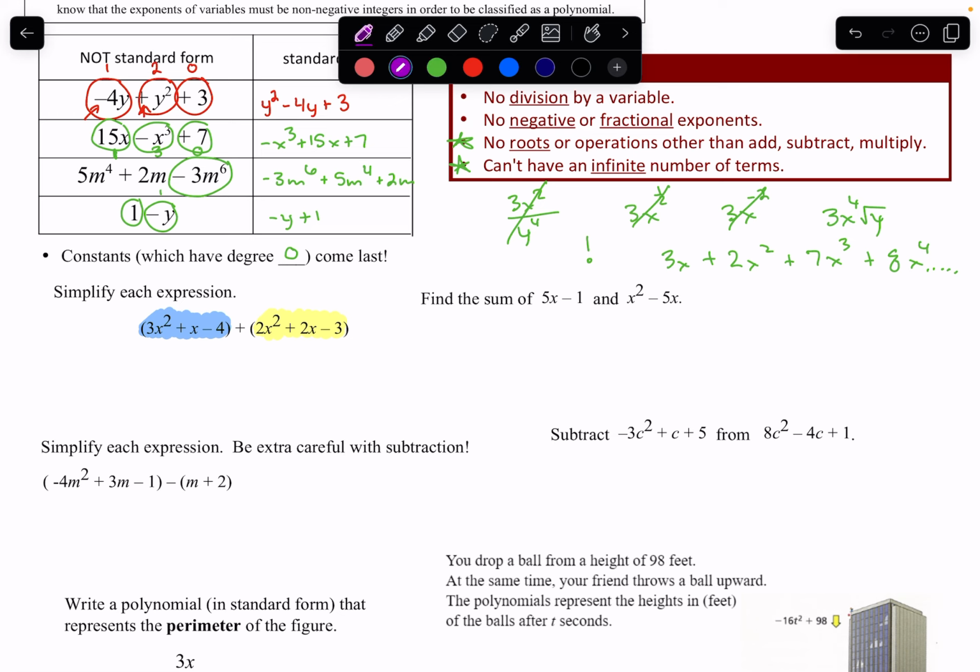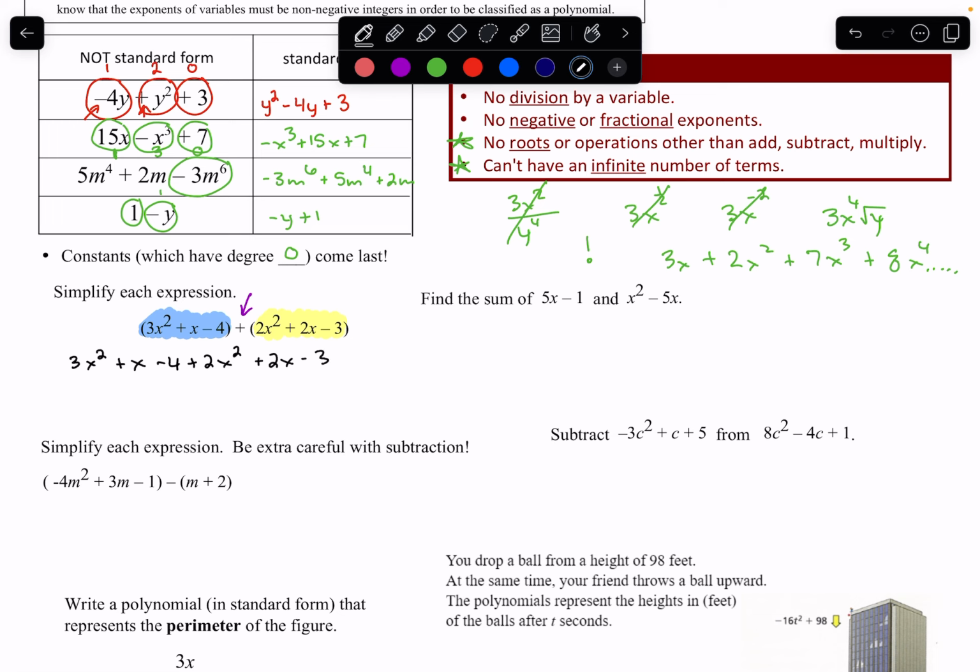I combine things together that have like terms, right? That have the same variables. Because this is a plus in the middle, and there's no multiplication in front of the parentheses, none of these parentheses matter. Really, all I have is 3x squared plus x minus 4 plus 2x squared plus 2x minus 3.